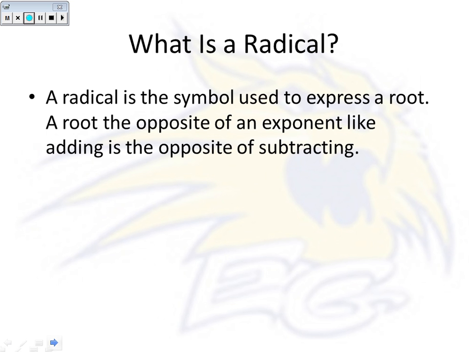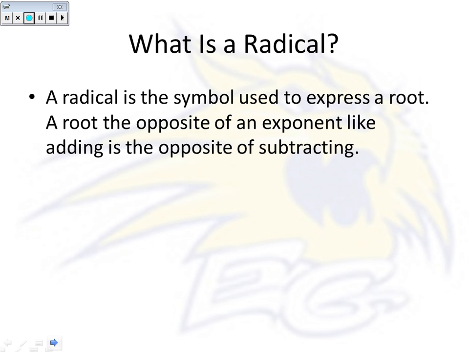Well, a radical and a root is the opposite of an exponent, just like adding is the opposite of subtracting. So when you take a root, let's say we take a root with an index of 2, or a square root, of something that's squared, that square root and that squared part will cancel out and give me whatever I have underneath the radical.